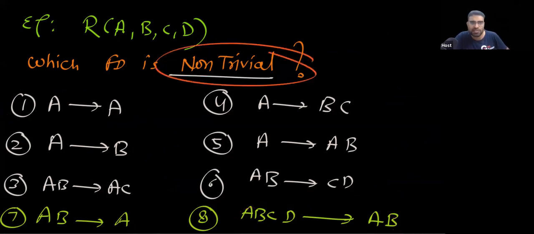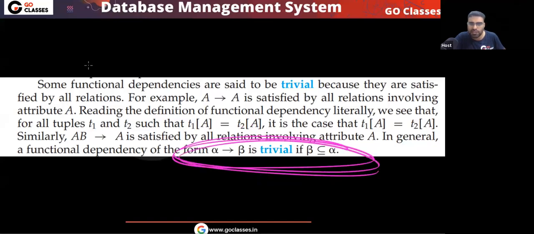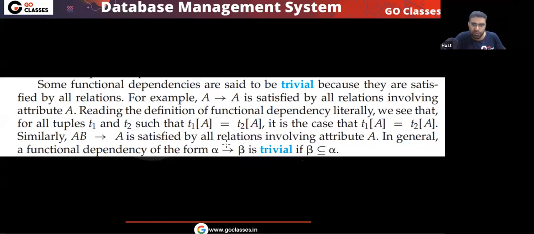Non-trivial functional dependency means a functional dependency which is not trivial. So this is the definition of trivial and non-trivial. What is the definition of trivial? Alpha implies beta is trivial if alpha is a superset of beta, or I can say beta is a subset of alpha, or I can say LHS is a superset of RHS.